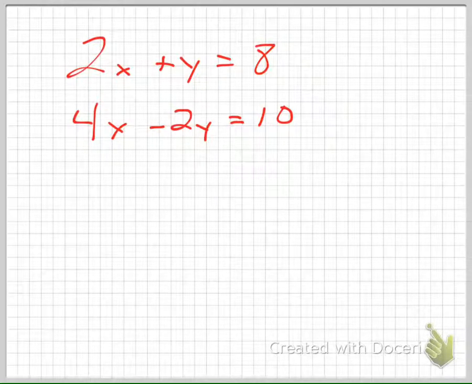But what would be the best way here? I would say substitution because of this single variable by itself. That's going to make this easy. I'm going to get y by himself. I'm going to subtract 2x from both sides, and then plug in whatever y is equal to right here. Okay. What if I have this?